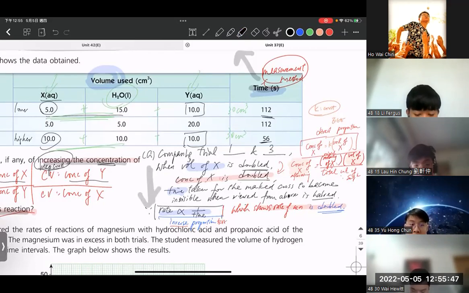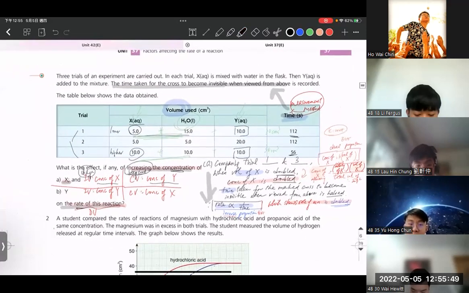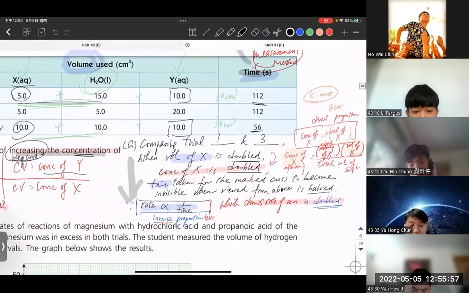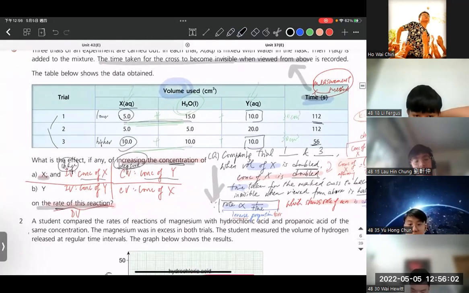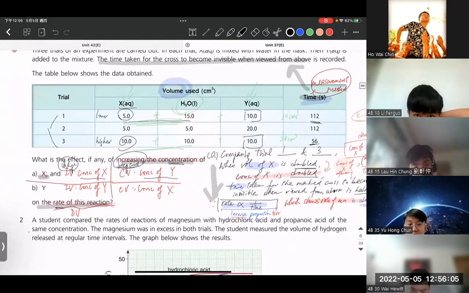Okay, let's try it again on B. Now, have a testing on B. If you can successfully write something like this, I would know that you understand the B part. How about B? First of all, please choose the two trials to compare how the concentration of Y changes will affect the rate of reaction. I will choose 1 and 2. 1 and 2.